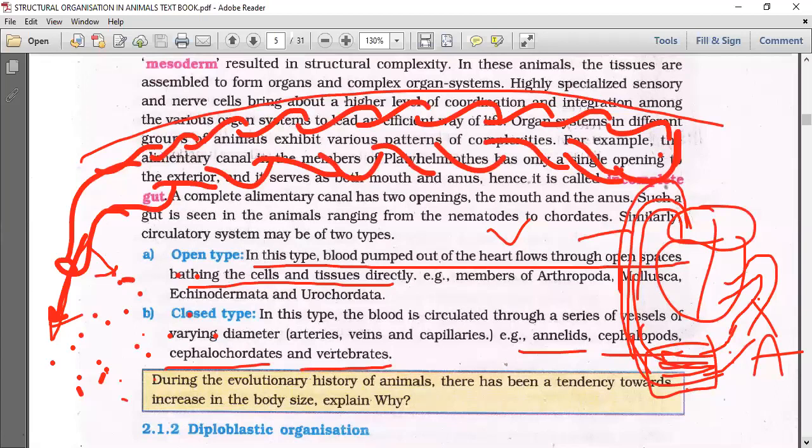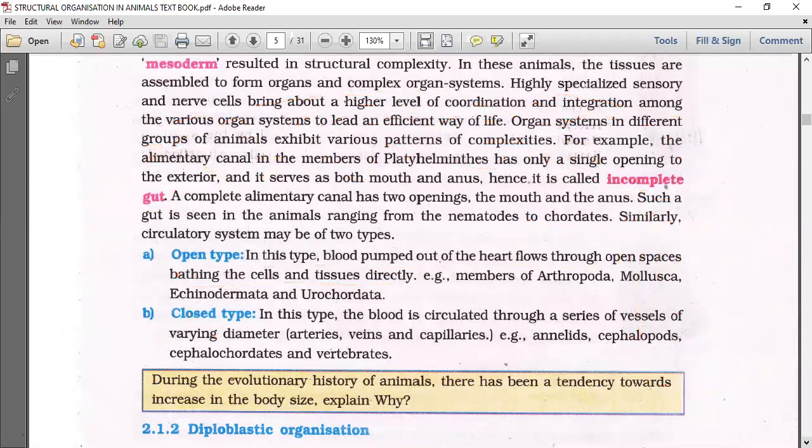So just see the difference here. There is a blood vessel here and here. In both closed and open types, blood vessels are present. But blood capillaries are present only in the closed type. You can't see them in the open type. Okay. So definition-wise, we learn four definitions here. What are the four definitions we learn? Complete gut and incomplete gut.